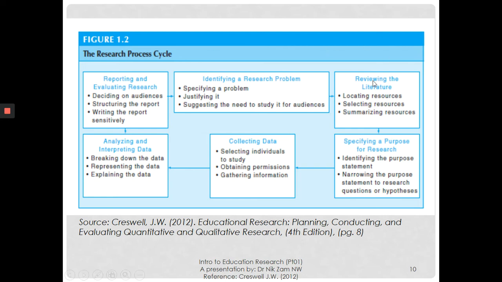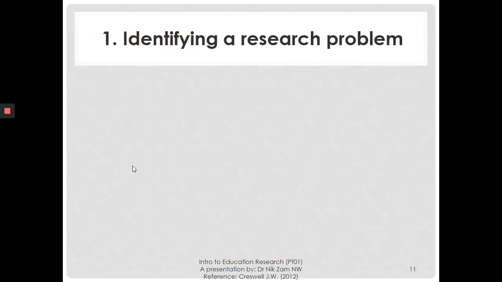The process starts here, identifying a research problem, and then once you identify the research problem, you review the literature, specifying a purpose for research, collecting data and analyzing interpretation. So let's briefly go what is a process of identifying a research problem. Begin a research study by identifying a topic to study. A topic to study consists of specifying an issue to study.